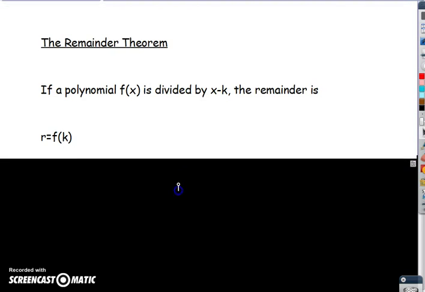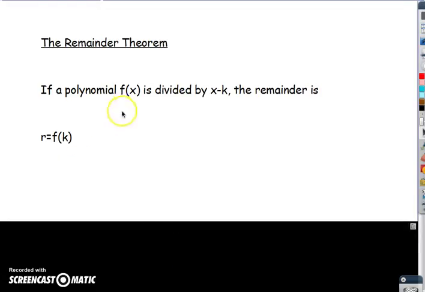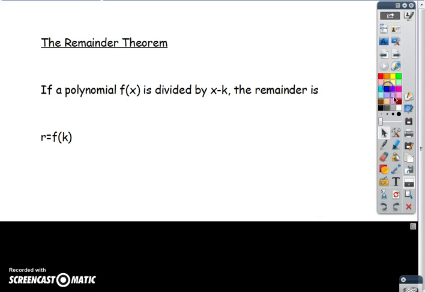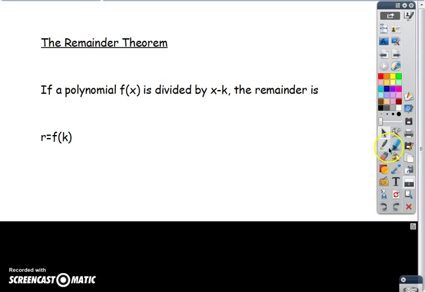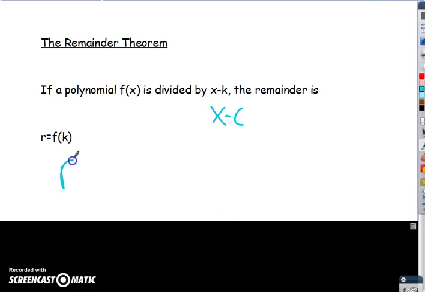The remainder theorem simply states this. If a polynomial f of x is divided by some x minus k, the remainder is r equals f of k. Or, last problem, if you wanted to write it as such, to keep consistent, that is x minus c here would state that r equals f of c. So whatever number you would put in the box for synthetic division, you could put into your function, and that gives you a remainder.